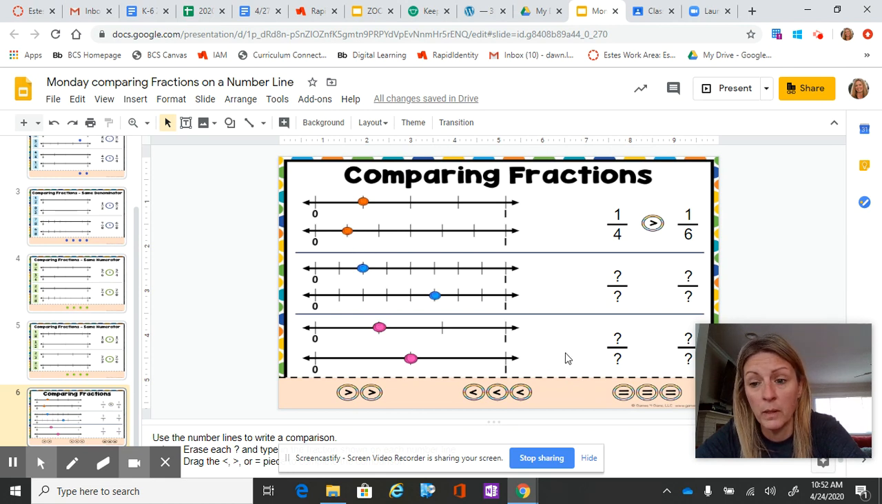Because remember, the more parts, the smaller. When the denominator is a bigger number, it's smaller sections, there's more parts. All right, I hope that helps.